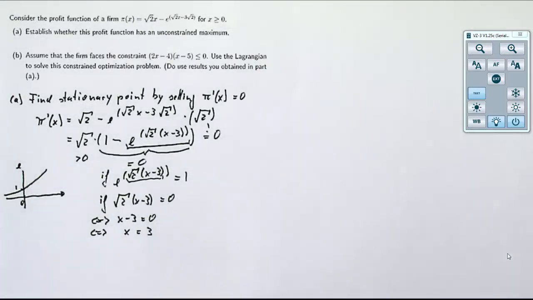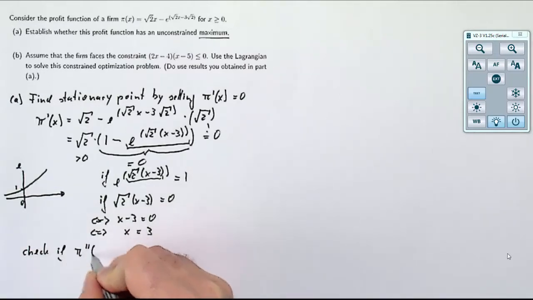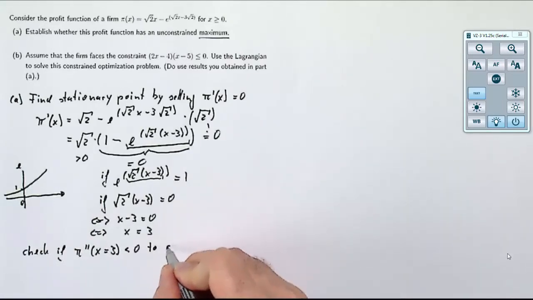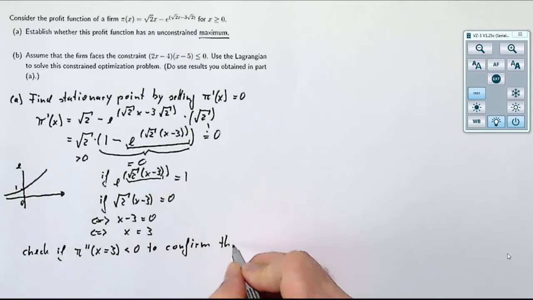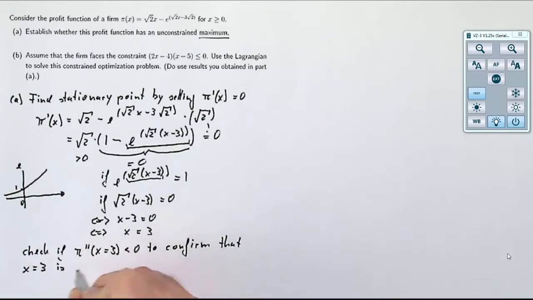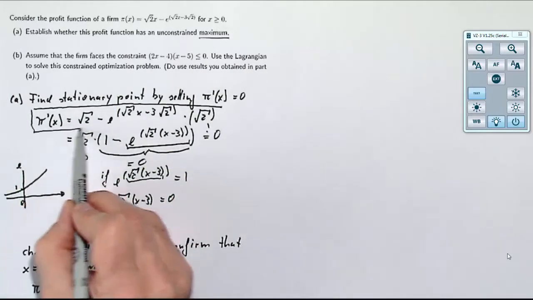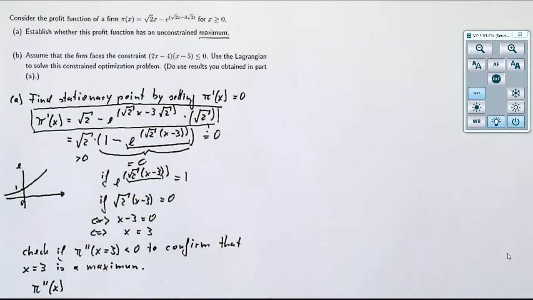In order to confirm that this is a maximum, as asked in the question, we of course have to look at the second derivative. We want to judge whether the second derivative at that stationarity point, so at x equals 3, is smaller than 0, as this is required for a maximum. So let's find out what the second derivative is. Pi double prime of x will go off our first derivative here. It's possibly this form, which is the easiest to find the derivative from.